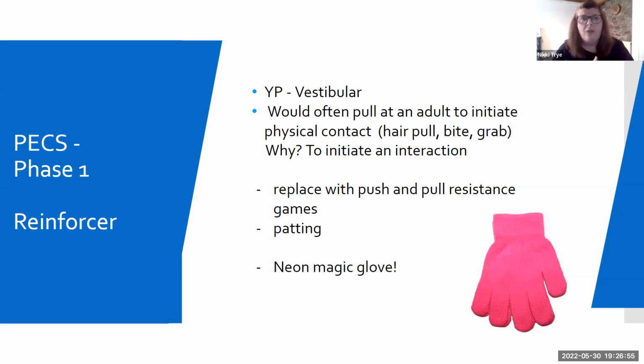So what I needed to do was replace that with something else that they could use to ask for that kind of interaction. So rather than them coming and pulling my hair, I needed to give them a slightly different object. This young person also had visual impairment. So I wanted to replace the hair pulling as well, and the need for that physical. I wanted to include some push and pull resistant games, and also this young person really loved to be patted. So what I introduced was the neon magic glove, because of course you would, why would you not? Okay, so the neon magic glove, I taught him over time that when I put this glove on, well, I'd have two. When I put these gloves on, that was our time to be doing that real physical interaction.